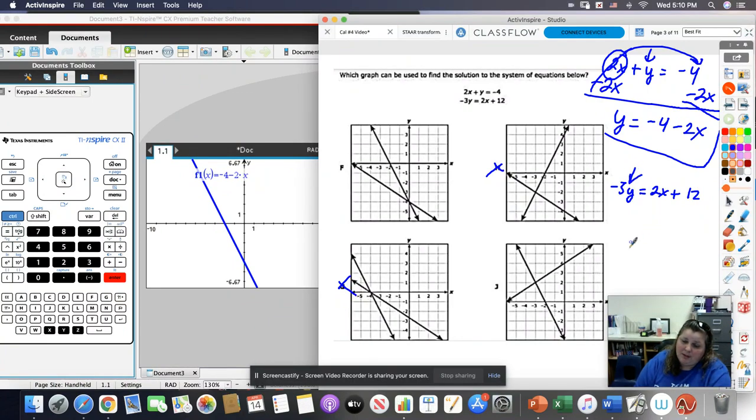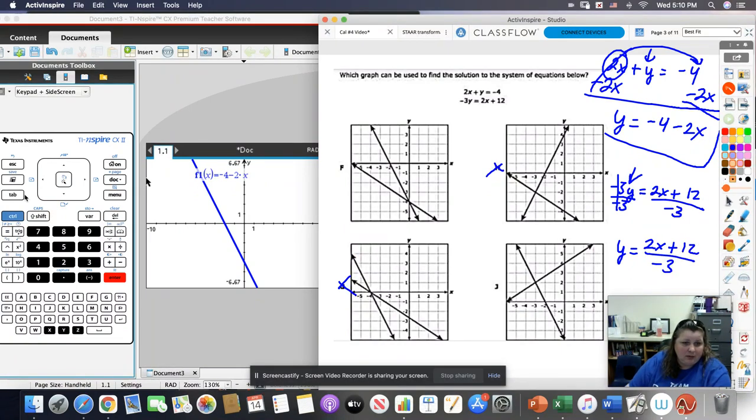Again, I've got to get y by itself. This time it's negative 3 times y, so I have to do the opposite, which is divide. Whatever I do to one side, I have to do to the other. And y equals 2x plus 12 divided by negative 3.